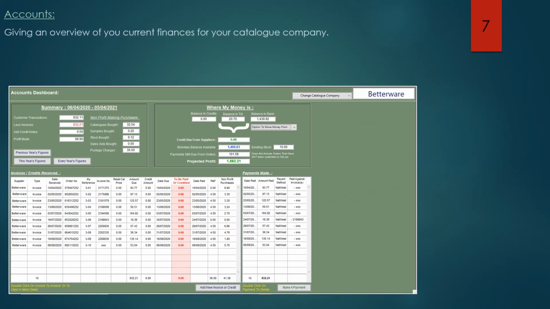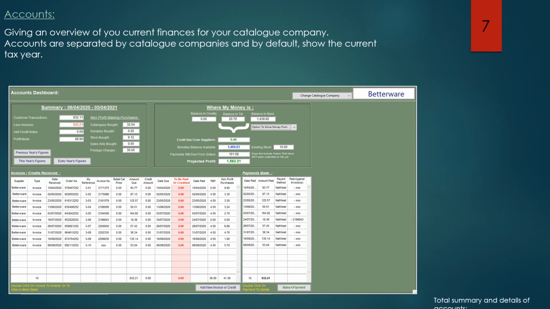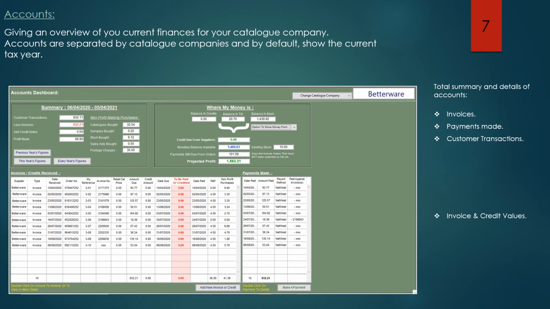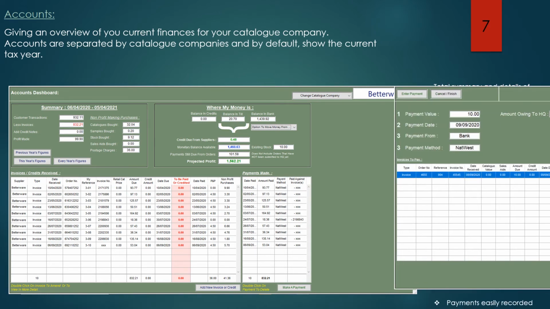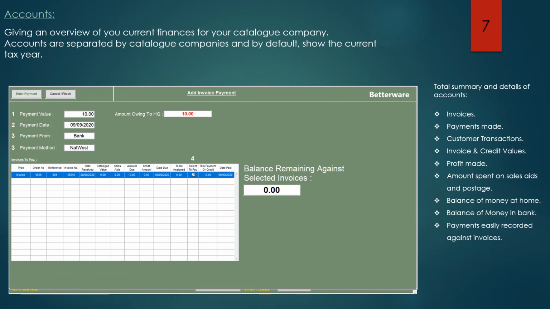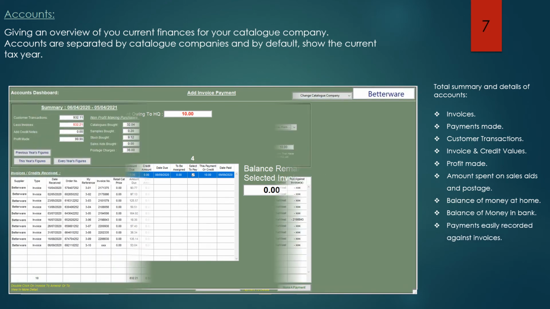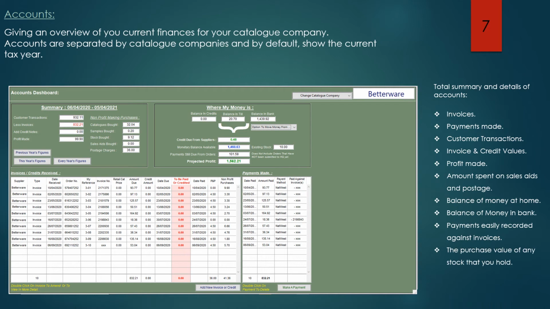The account screen will give you an overview of your current finances. Accounts are separated by catalogue companies and by default will show the current tax year. This screen shows you all your invoices, payments made, customer transactions, invoice and credit values, the profit made, amounts spent on sales aids and postage, balance of money at home and the balance of money in the bank. Payments are easily recorded against invoices, and also the purchase value of any stock that you hold will be shown.